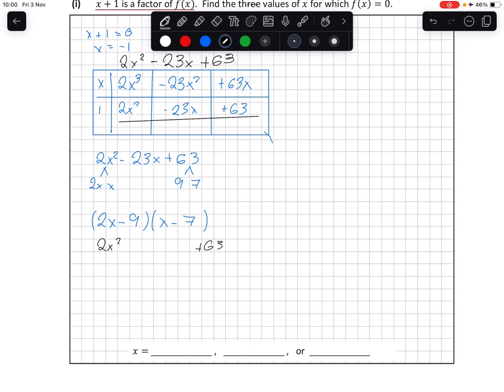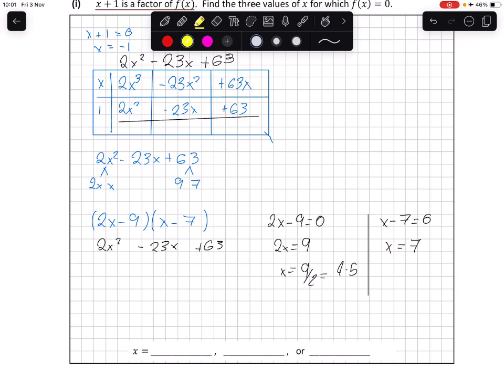Minus 9x, minus 14x, minus 23x, which is the exact same thing. So my other two roots are going to lie at 2x minus 9 equals 0, 2x equals 9, x equals 9 over 2, which is the same thing as 4.5. And my other root, well, that's just x minus 7 is equal to 0, so x is equal to 7. So in the end, I now have my three roots.